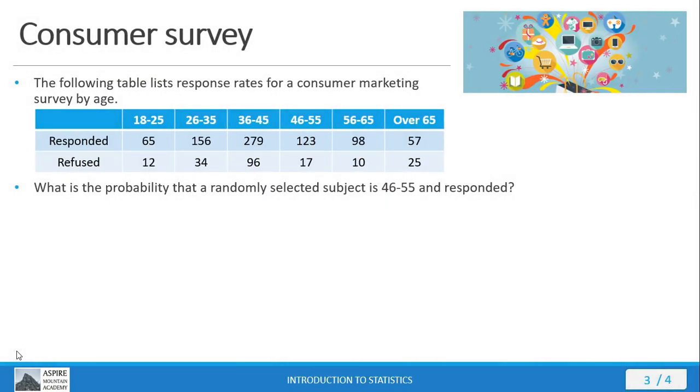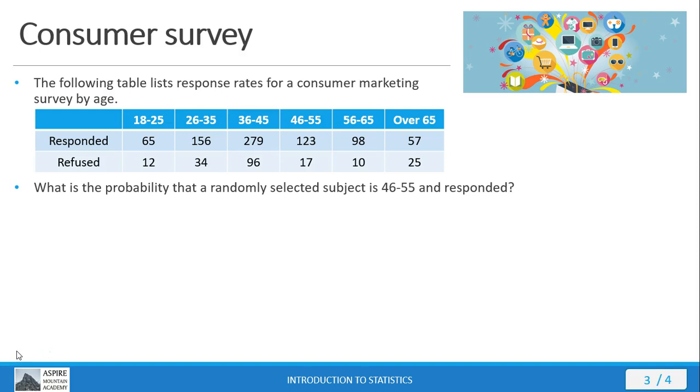Let's look now at a consumer survey. So here we've got a table that lists response rates for a consumer marketing survey, and they're categorized by age. For each age group, you've got the number that responded and the number that refused to participate. What is the probability that a randomly selected subject is aged 46 to 55 and responded?